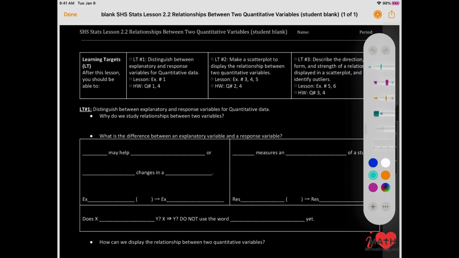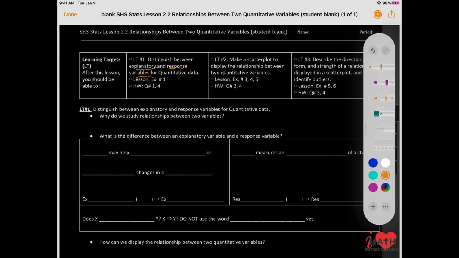Hey guys, let's go over lesson 2.2. What are we going to do during this time? Learning targets. After this lesson, you should be able to: learning target number 1, distinguish between explanatory and response variables of quantitative data. We did that last lesson with categorical data.